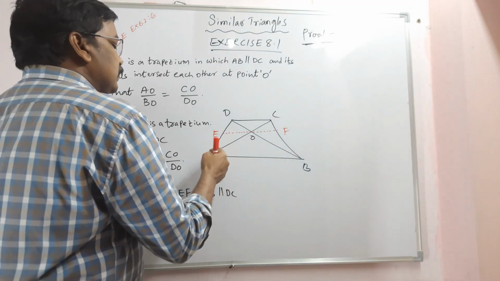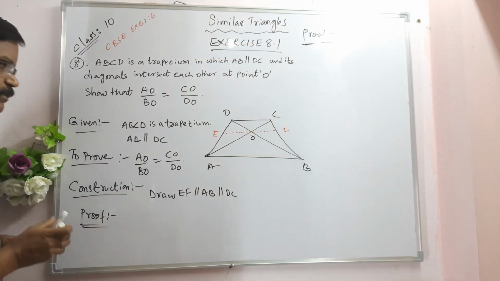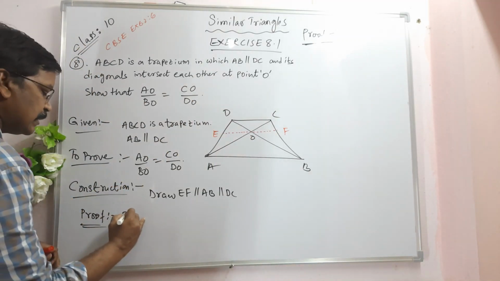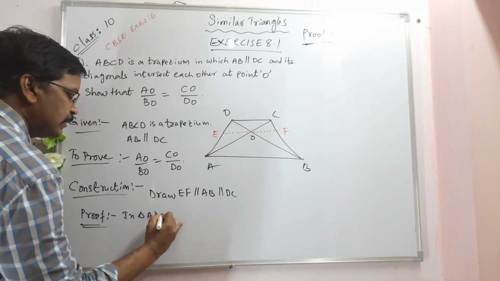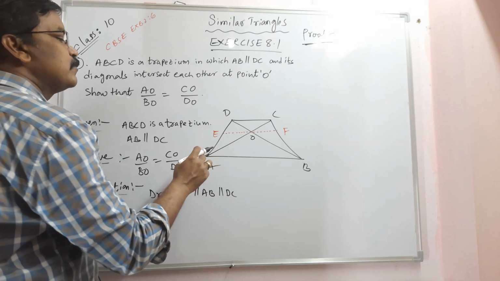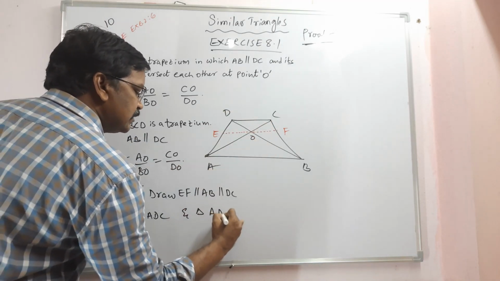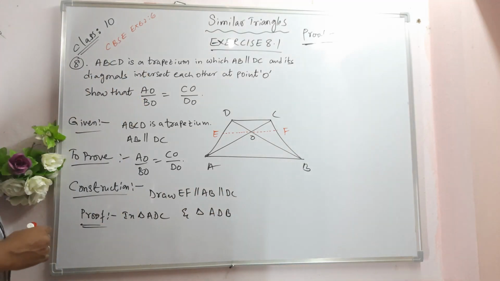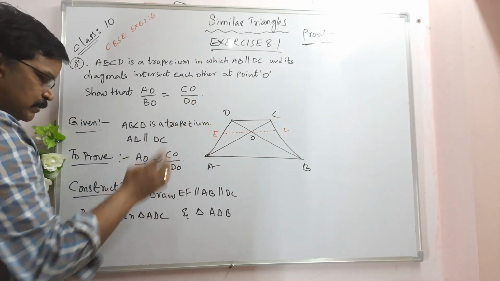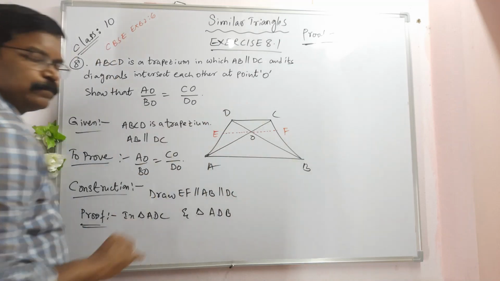Now, take ADC as one triangle. In triangle ADC, the other triangle I am taking is triangle ADB. AD is the common side in the two triangles ADC and ADB.